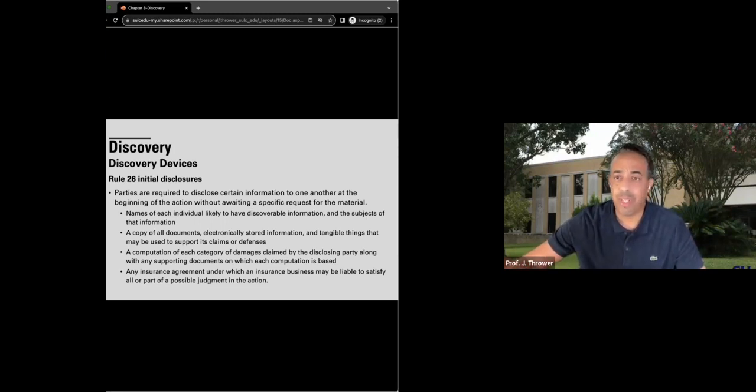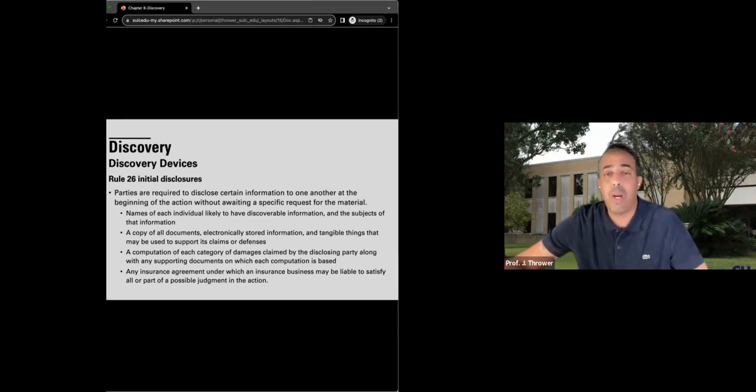First, the name, address, and telephone number of individuals who are likely to have discoverable information regarding the matter or the case, along with any information that may be used, unless that information would be used for impeachment purposes. So, of course, the name, address, and telephone information of individuals who likely have discoverable information.